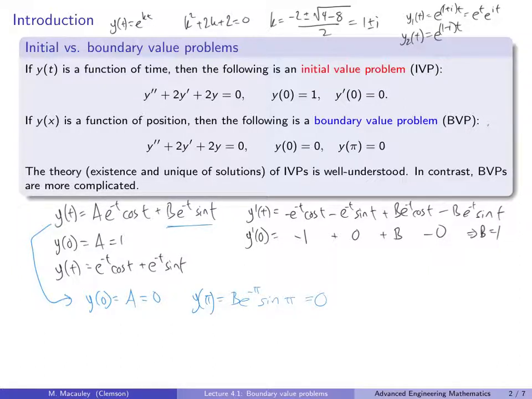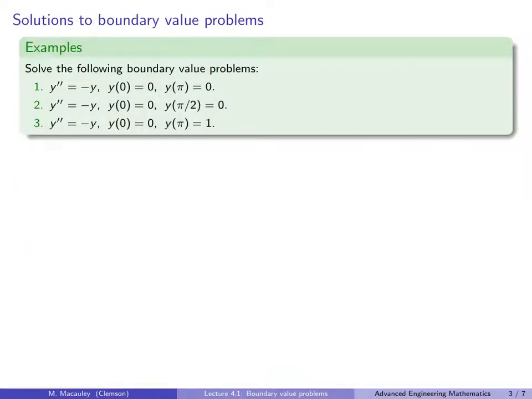What does that tell us? Well, sine of pi equals 0, so b can be anything. So we actually get infinitely many solutions here. We get y of x equals b e to the negative x sine of x. I've been saying t, I should be saying x here. So that is our general solution to the boundary value problem. So here we have infinitely many solutions. Here we only have one. Let's do 3 more examples.